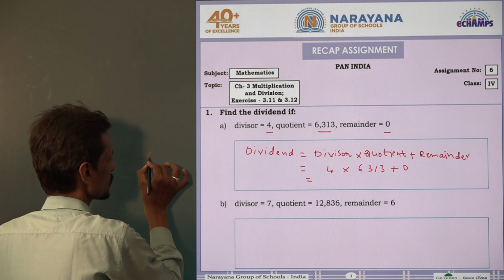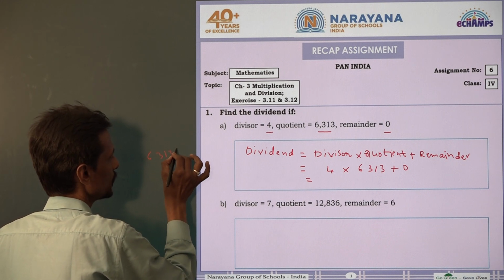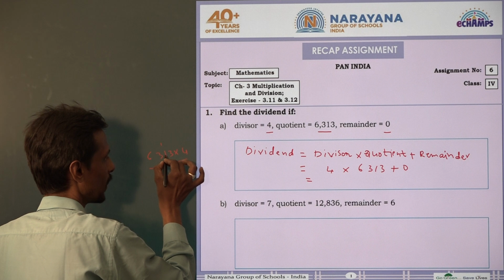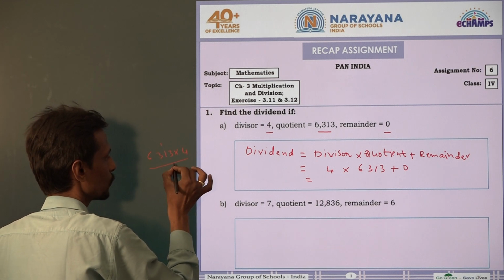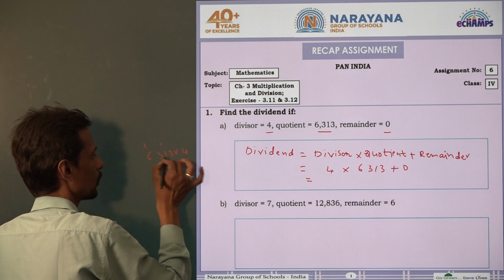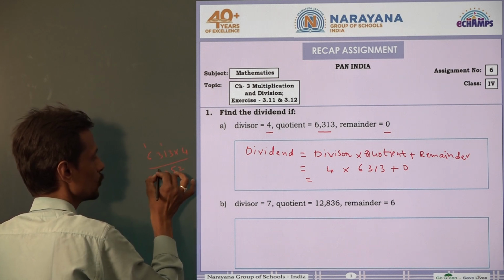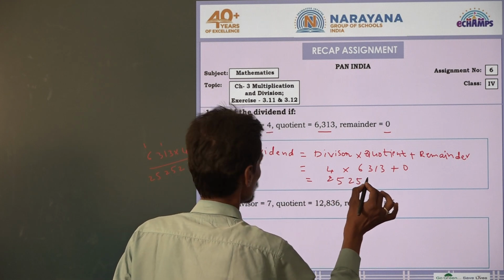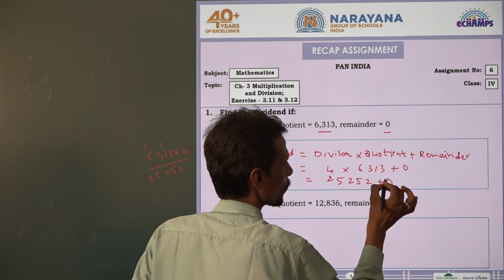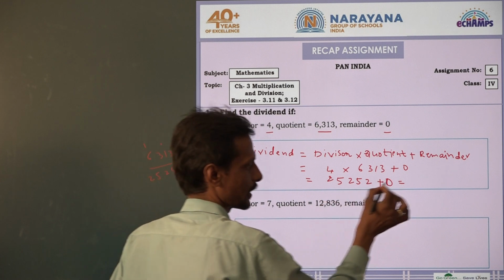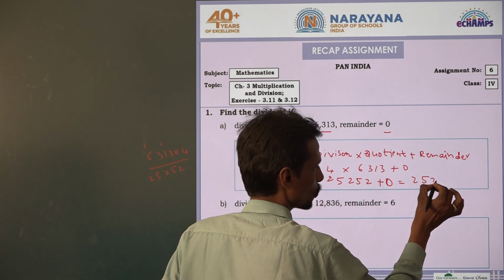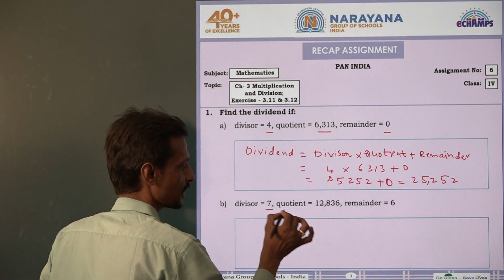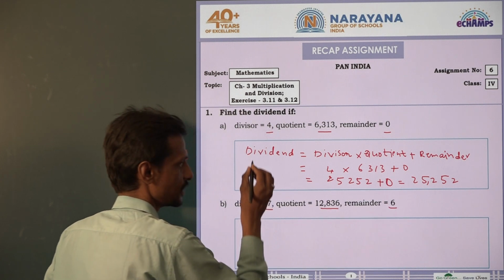So, 6313 into 4. 4 3s are 12. 4 1s are 4 plus 1 is 5. 4 3s are 12. 4 6s are 24, 25. So here 5, 2 plus 0. Adding 0, the number itself will become 25,252.